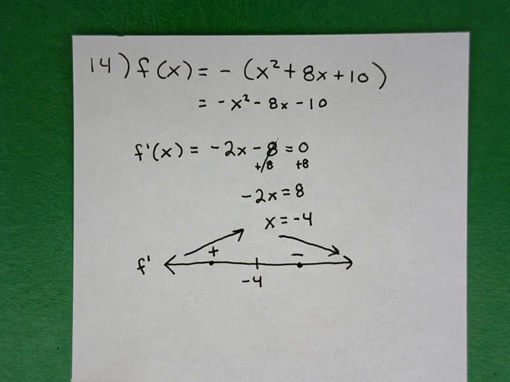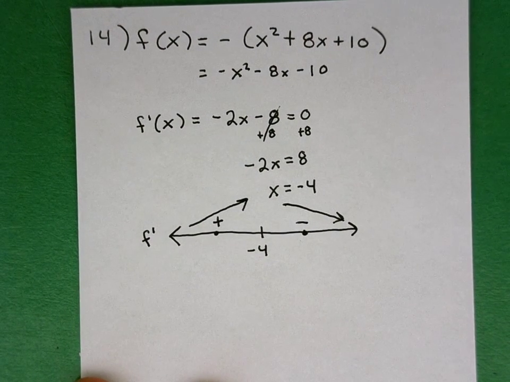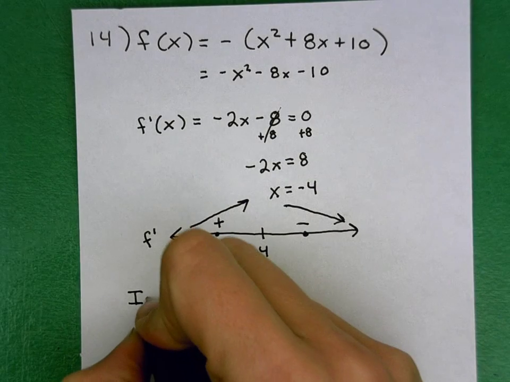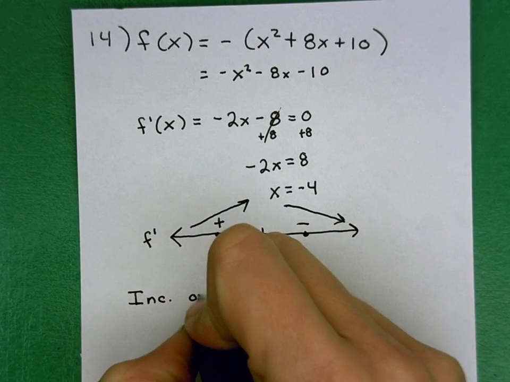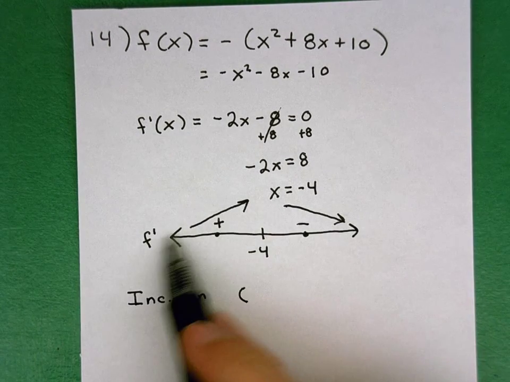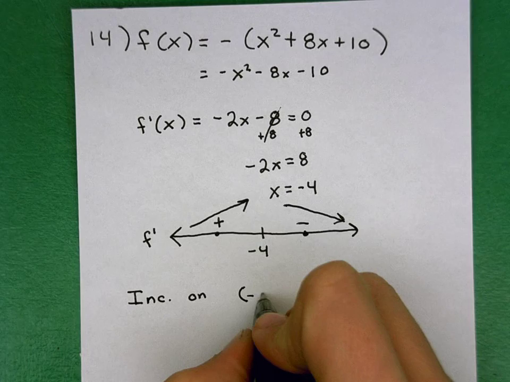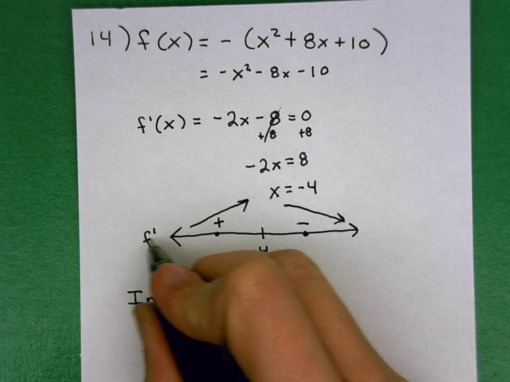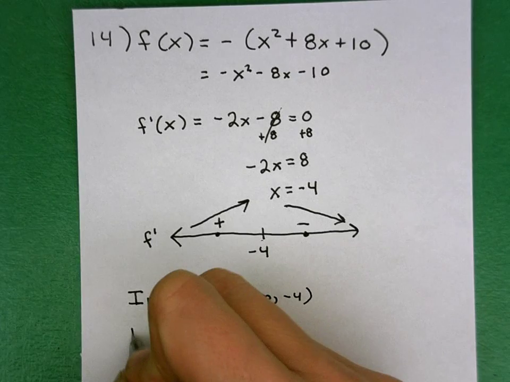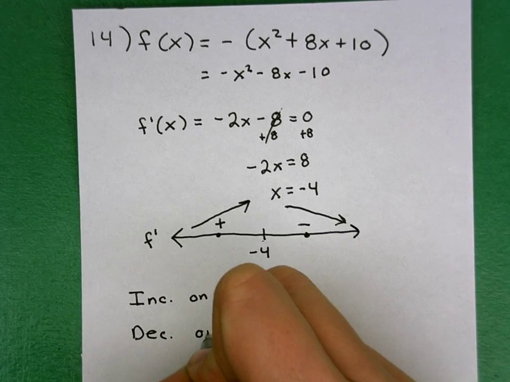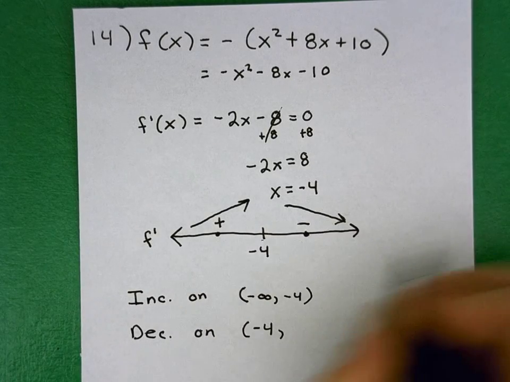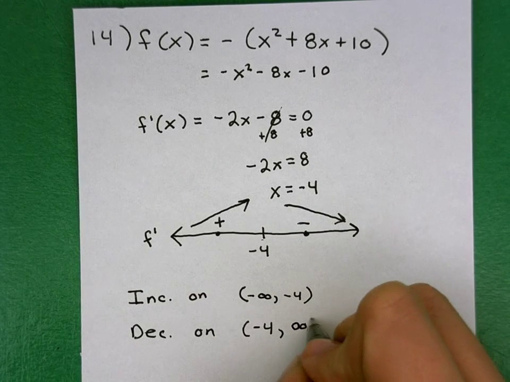Okay, and so then in number 14, we were asked to indicate what intervals we were increasing and decreasing on. So we are going to be increasing on the interval, I'm looking at my number line here, I'm increasing on this whole interval, which starts out here at negative infinity and goes up to negative 4. And I'm decreasing on this particular interval, which starts at negative 4 and goes all the way out to infinity.